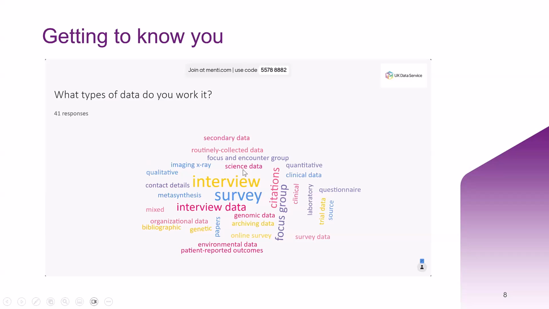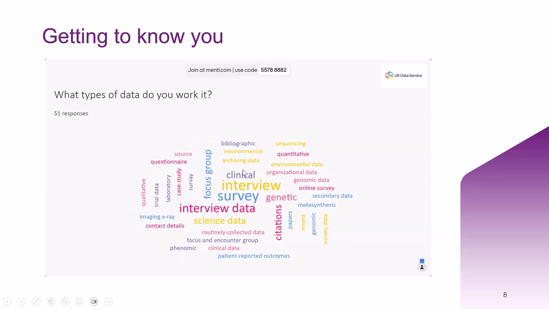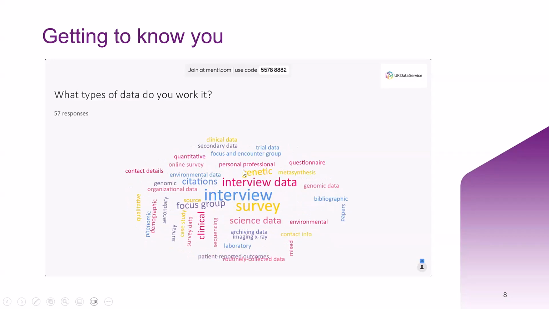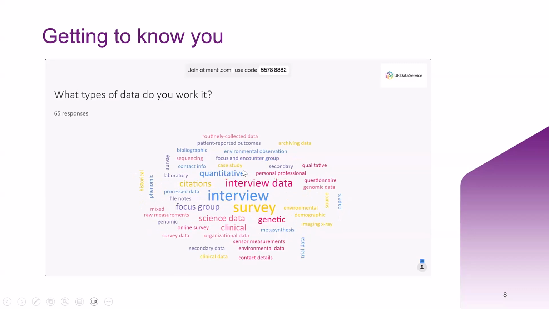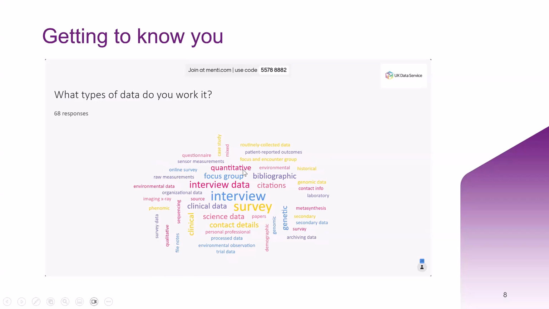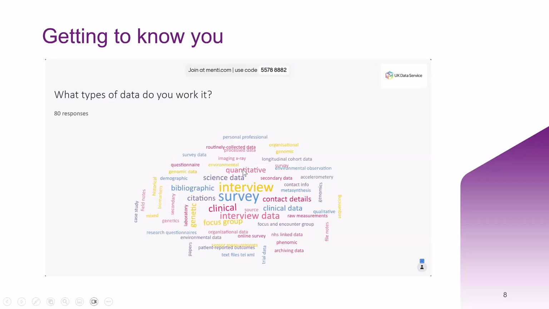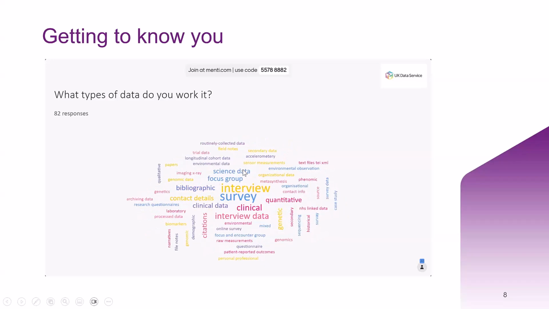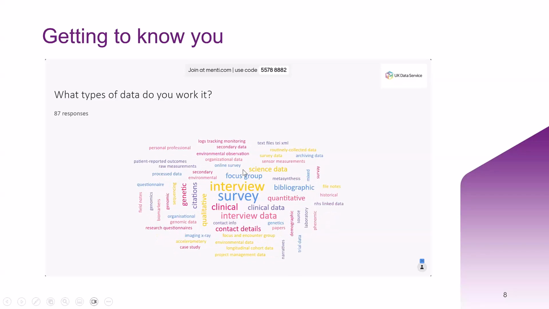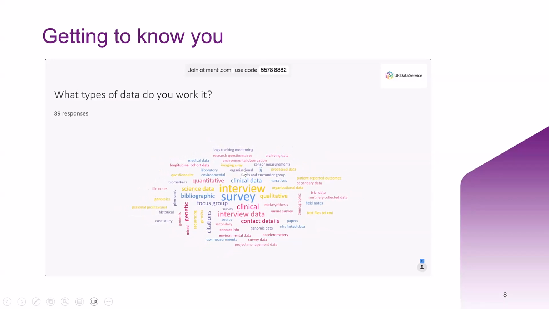in. Again, survey and interview are the biggest ones there. We do have genetics as well, archiving data, personal profession. All of these materials are made available under a Creative Commons license. So please do make use of them, adapt them, reuse them. Creative Commons, the only thing that it requires is attribution, just letting other people know that we have inspired you, we hope to inspire you.